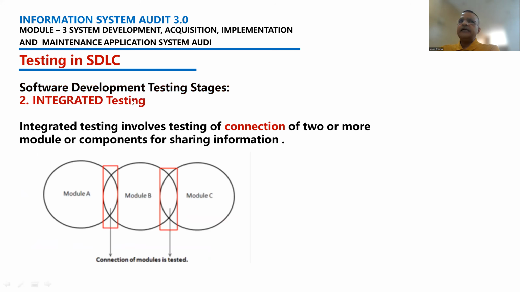Now, second is integrated testing. Integration means the connection, the connectivity. So integrated testing involves testing of connections of two or more modules or components for sharing information, as simple as it is. An application program consists of several modules. These modules do not work in isolation, but are connected to each other. That's called interfacing, and these interfaces allow sharing of information. So if you are trying to test the connection between the programs, modules, and units, then you are talking about integrated testing.